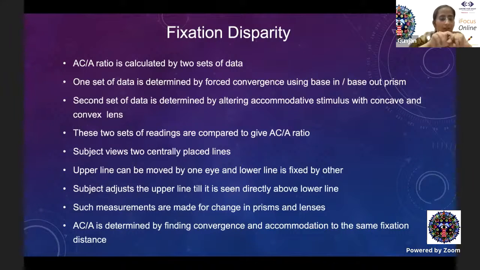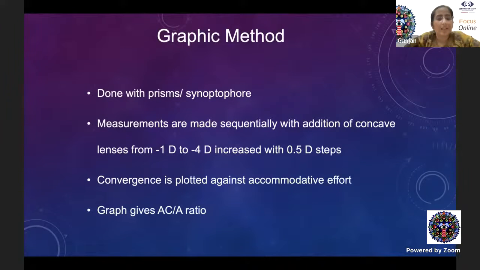Such measurements are made for changes in prisms and lenses, and the AC/A ratio is determined by finding convergence and accommodation for the same fixation distance, and it is plotted. The graphic method is done with prisms and a synoptophore, and measurements are made sequentially by adding a concave lens from -1 to -4 diopters, increased in 0.5 diopter steps, and convergence is plotted against accommodative effort, and this graph gives the AC/A ratio.